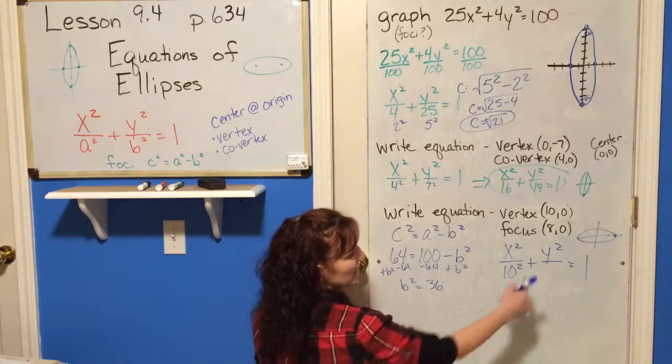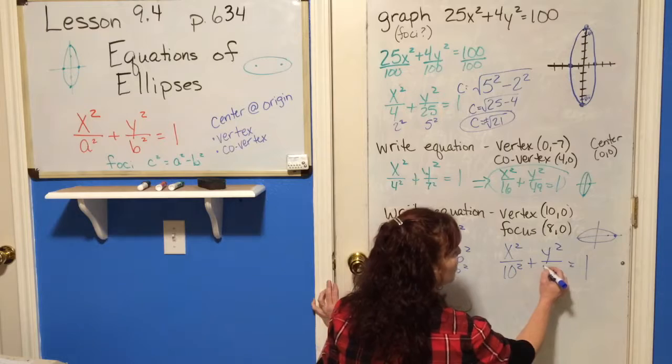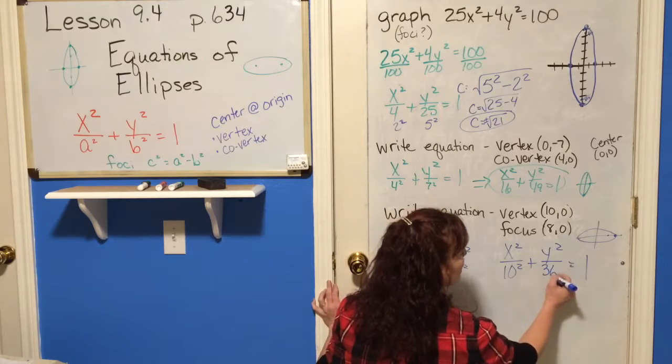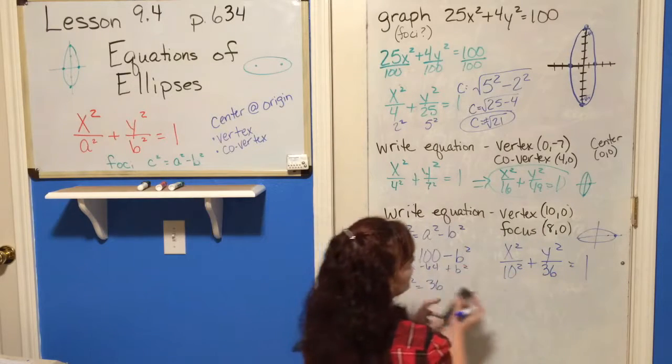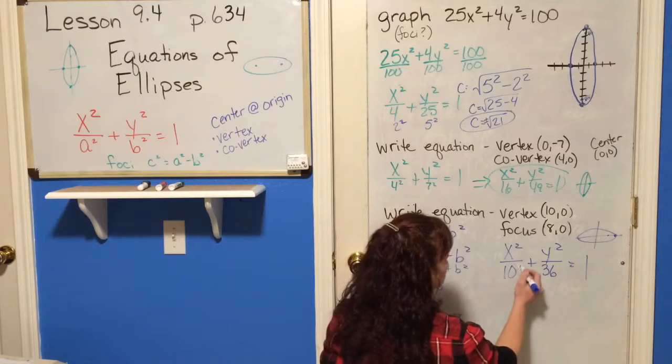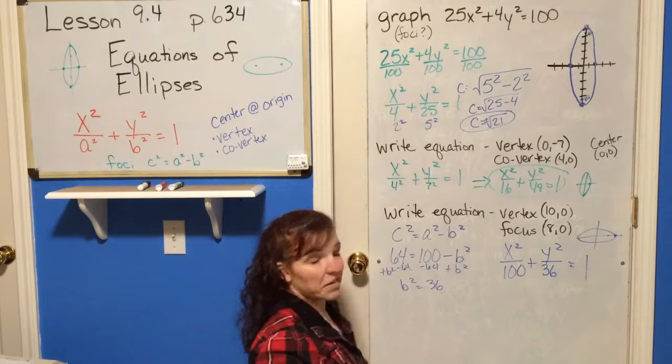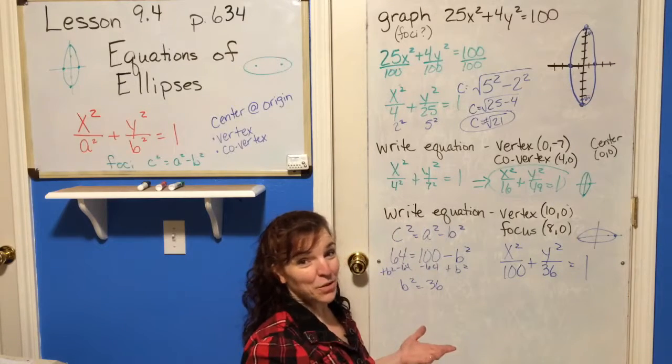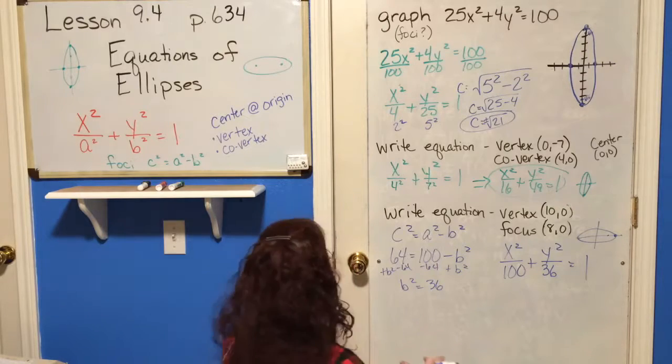And what we want is b squared. So let's just leave it squared. So leave it 36. And we want the 10 squared. So let's just make it 10 squared is 100. And then you're done. That's your equation. These really are this simple, I promise.